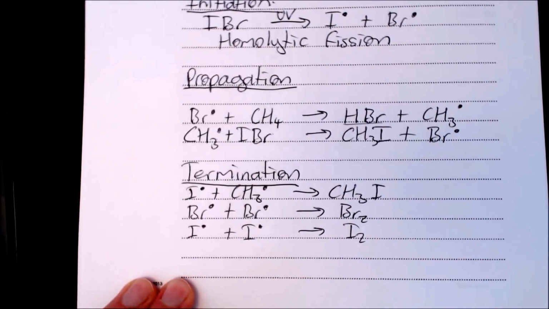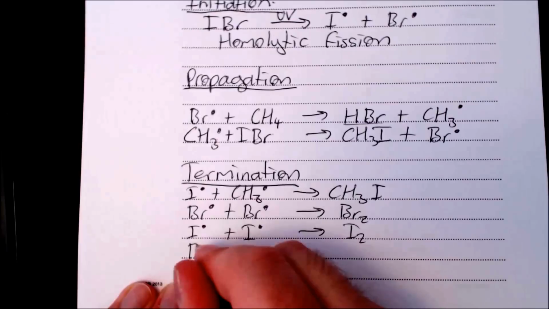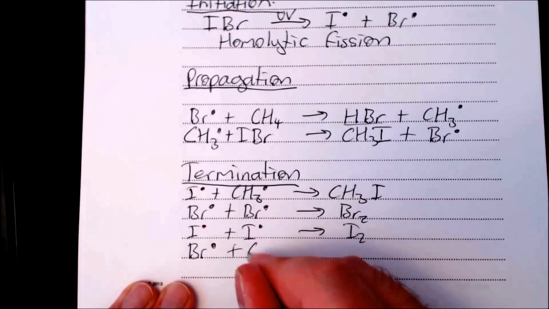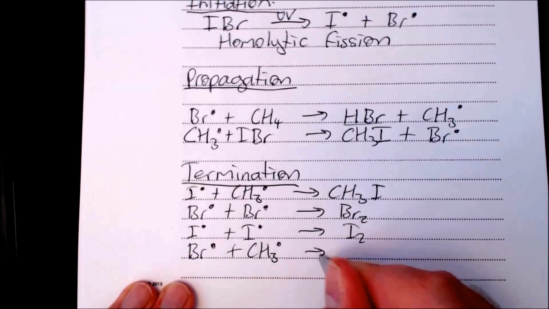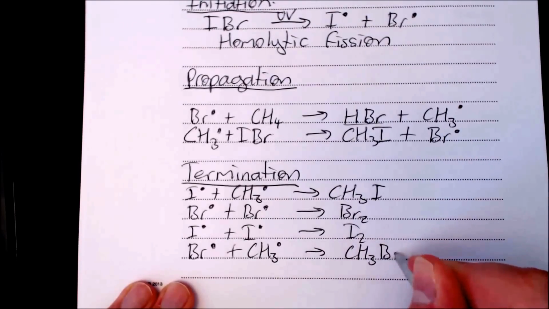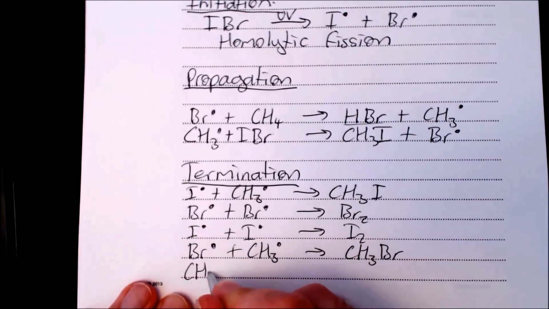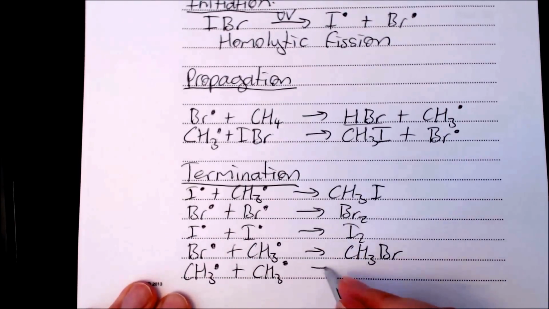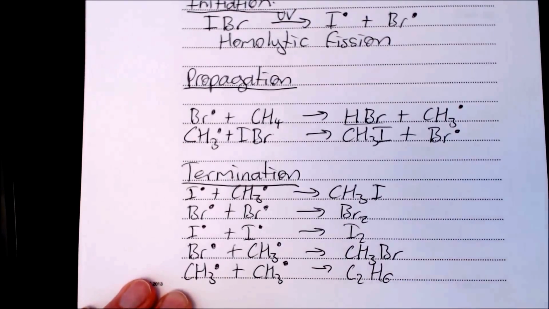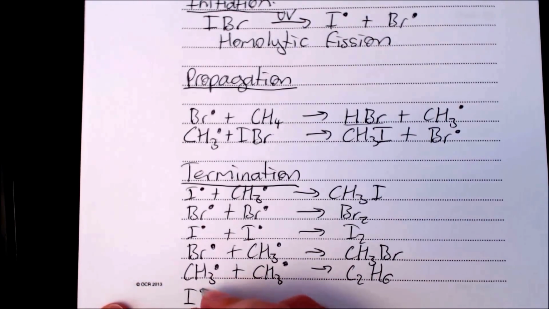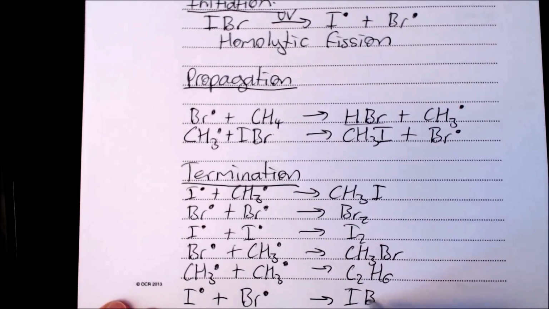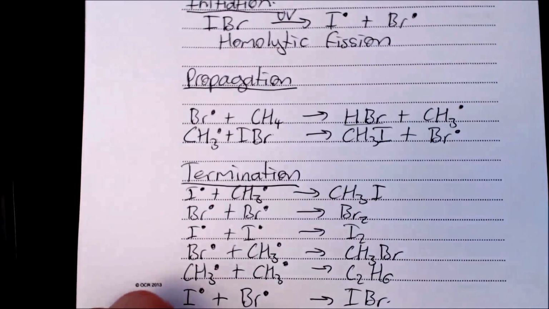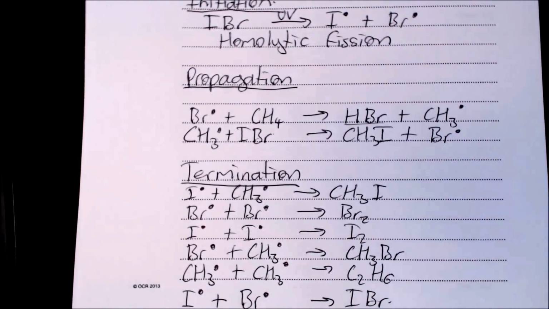You could have Br dot plus CH3 dot, and that will form CH3Br. We could have CH3 dot plus CH3 dot, and that will form C2H6. And we could also have I dot plus Br dot, and that will form IBr. So you can see there's loads there which you can pick from. It's just as long as there's two radicals that collide together, any one of them are termination reactions.